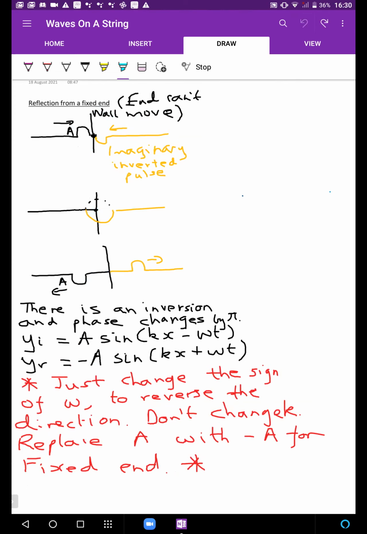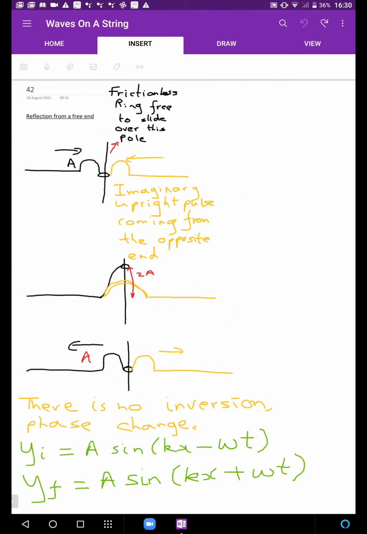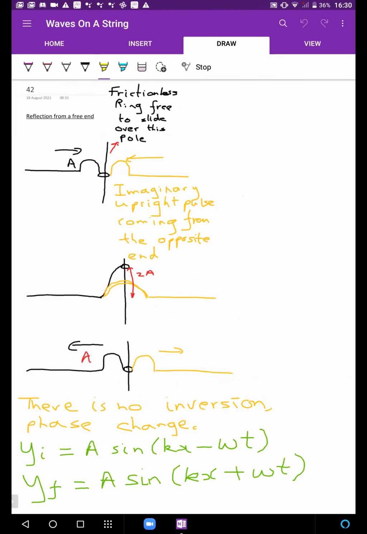Okay. इनमें इस वाले में reflective pulse का equation, you will use the same amplitude. Okay, reflection from a fixed end, same as free end, same amplitude, same k, same omega. You're in the same medium. The only difference is minus की जगह plus. पहले माइनस साइन था, मतलब पॉजिटिव एक्स की तरफ जा रहा है. अब प्लस है, मतलब वो नेगेटिव एक्स की तरफ जा रहा है.